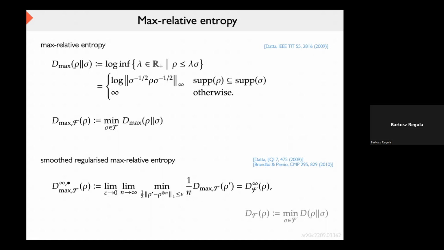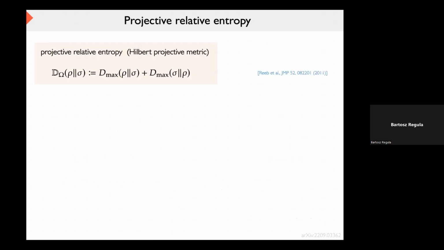Now, having defined Dmax, we will use Dmax to define a monotone, which finally will be able to constrain transformations also in our probabilistic setting. And that function we will be using is the projective relative entropy, or the Hilbert projective metric. It is defined as essentially the sum of Dmax of rho versus sigma and Dmax of sigma versus rho. So it's like a symmetrized version of Dmax. And this idea, of course, dates back to Hilbert. But in quantum information, it was first applied by David Reeb and others in a paper that essentially dealt with transformations of quantum states, but hasn't looked at resource theoretic transformations like we do in this case.